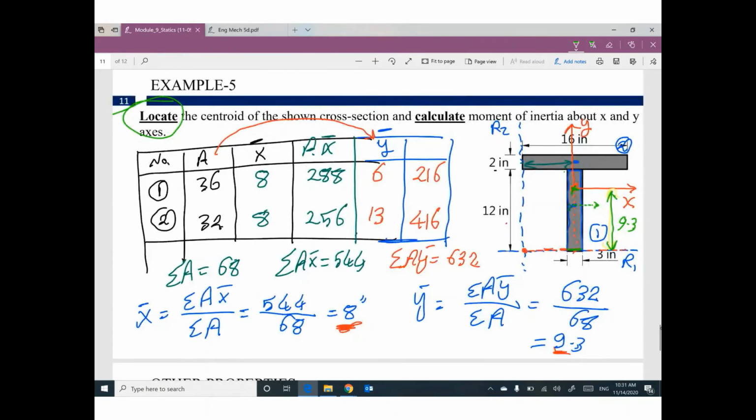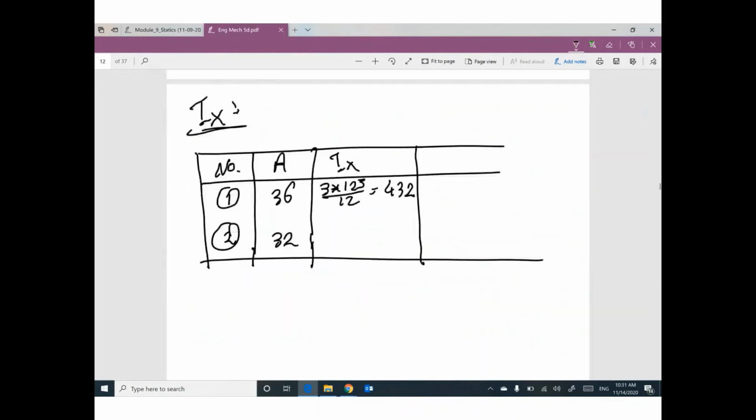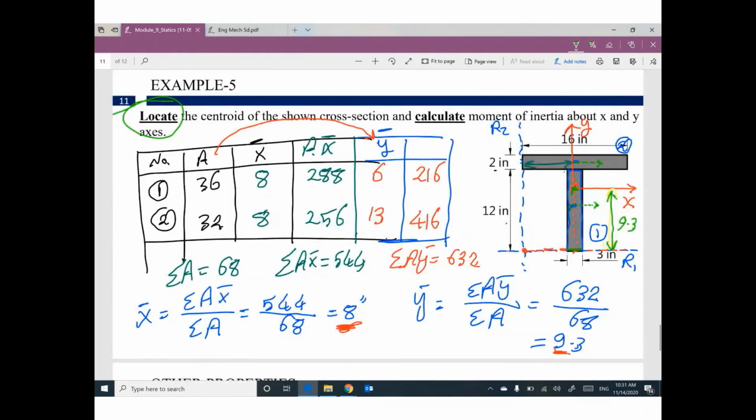Part number 2, I will assume the x-axis is here, so parallel to x will be 16 times 2 cube divide 12. It will be 10.67. What is the distance d? What do you mean by distance d? I mean, for part number 1, you assumed the x-axis is here, but the actual x-axis for the whole cross-section is here. What is the distance in between?